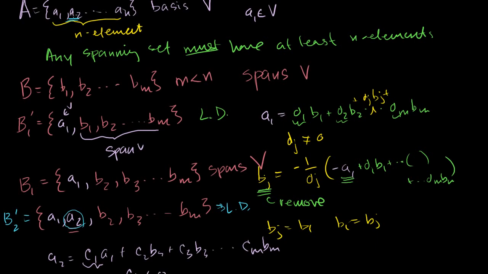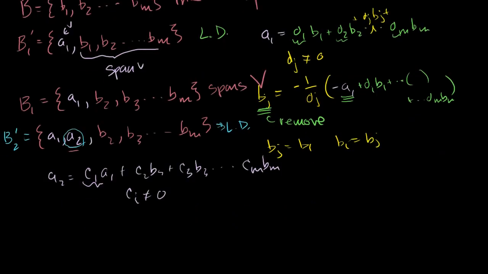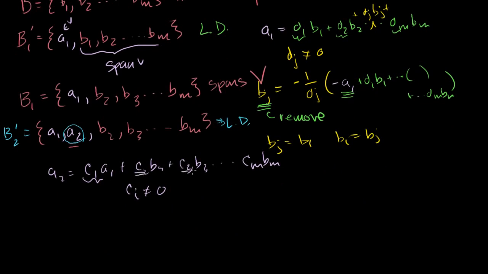If they're linearly independent, we know that A2 cannot be represented as some linear combination of the rest of these. So we know that one of the coefficients on the b terms has to be non-zero. Someplace here you're going to have a cj bj. This is a different one than we had before. At least one of them has to be non-zero, because if all of these were zero, then you wouldn't be able to say that this vector and that vector are linearly independent, because they would be scalar multiples of each other.